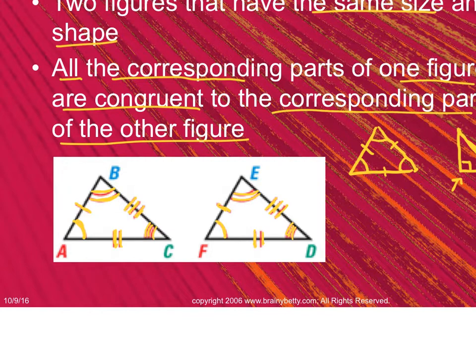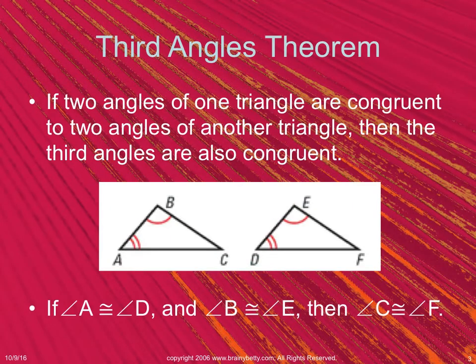I can't just say, well, the three angles are the same. I could make an equilateral triangle that is the size of this room, or I could make an equilateral triangle that is the size of something that fits on my fingernail. Either way, they'd still be equilateral triangles, but if I don't prove that they're the same size, I can't say that they are congruent. So it's not just angles, it's not just sides, it's the sides and the angles all congruent to each other.